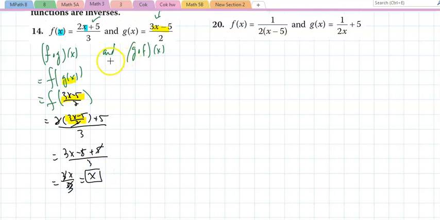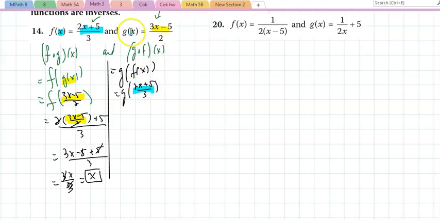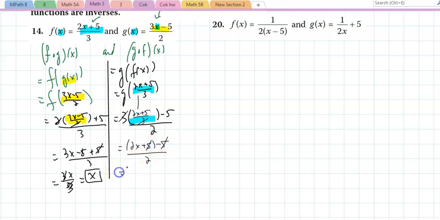Well, that's not enough. I still have to do all of this work. I have to do g of f of x. F of x is 2x plus 5 over 3, and it's right there. Now this says go to the g function. Wherever you see an x, plug that in. So if I replace that x by 2x plus 5 over 3, the 3's cancel out. I'm left with 2x plus 5 minus 5 over 2. Those cancel out. I'm left with 2x over 2, which is x. So yes, they are inverses.